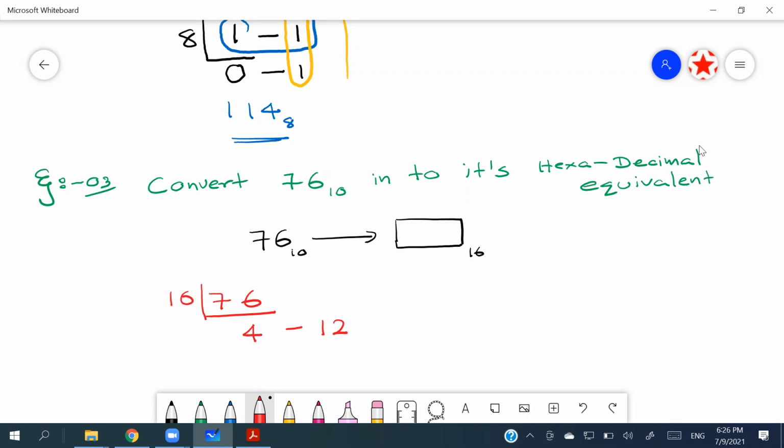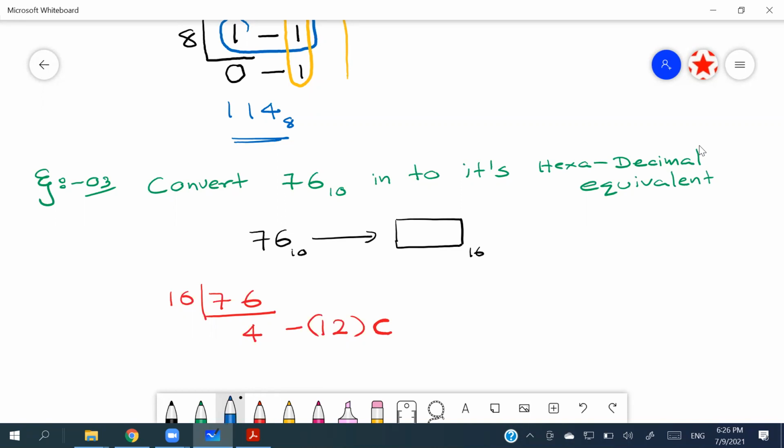Right? So 64, 74, and 76, it's 12. But in hexadecimal, we can't write 12 as a symbol or as a character. So instead of 12, we are going to write what? The letter C. Because we know in hexadecimal, 10 is represented as capital A, 11 is represented as capital B, and 12 is represented as capital C, right?